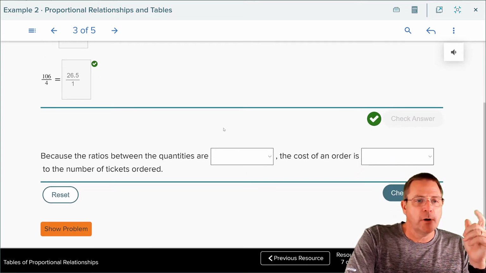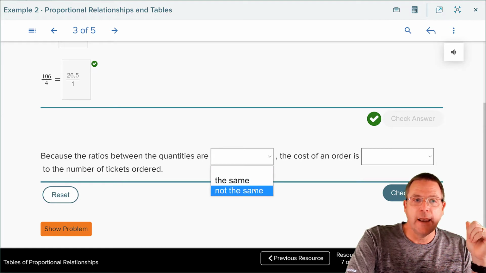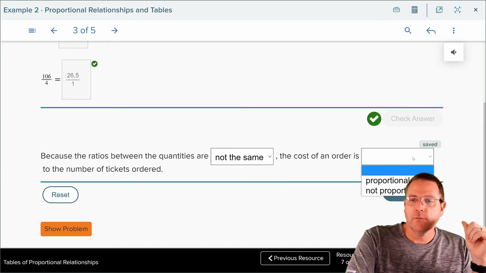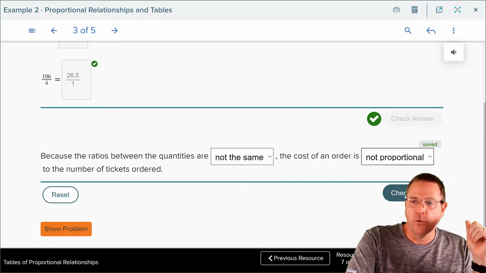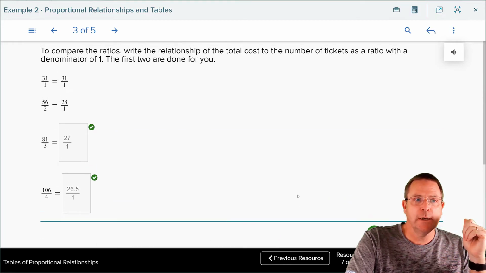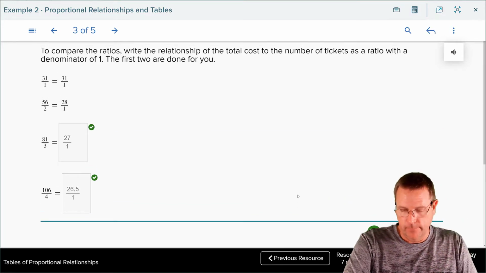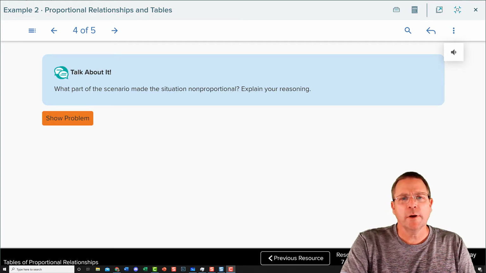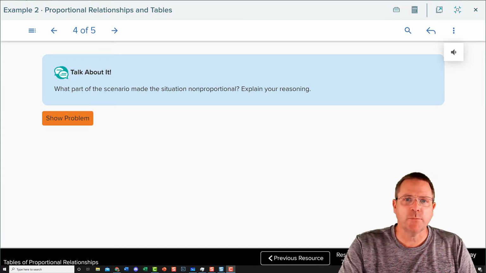For the next part, because the ratios between the quantities are not the same, the cost of an order is not proportional. Check your answer, ding ding, we are good again. So what part of the scenario made the situation non-proportional? It was a $6 fee. By adding that $6 fee before you stuck in all the other information, that's what made it non-proportional.